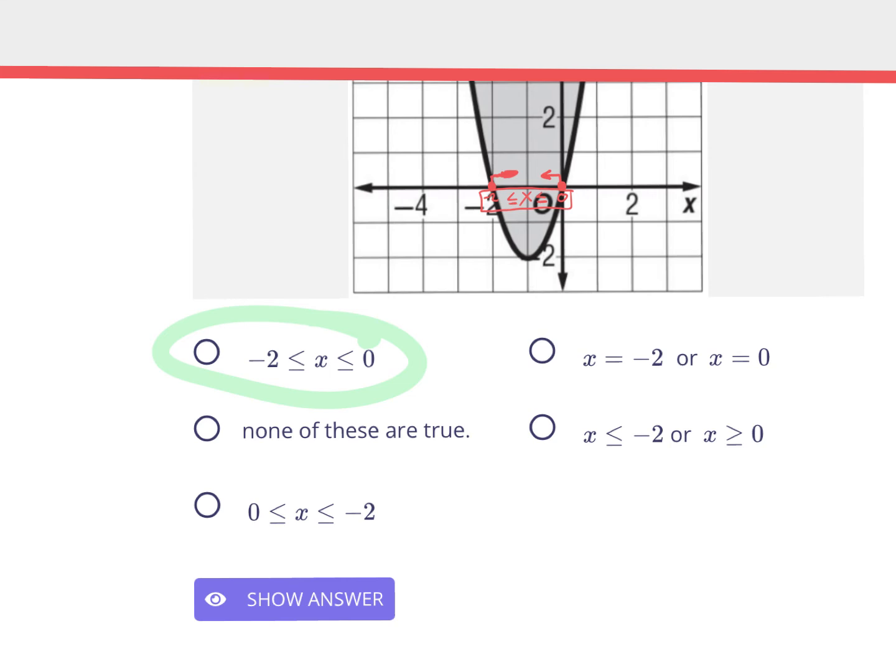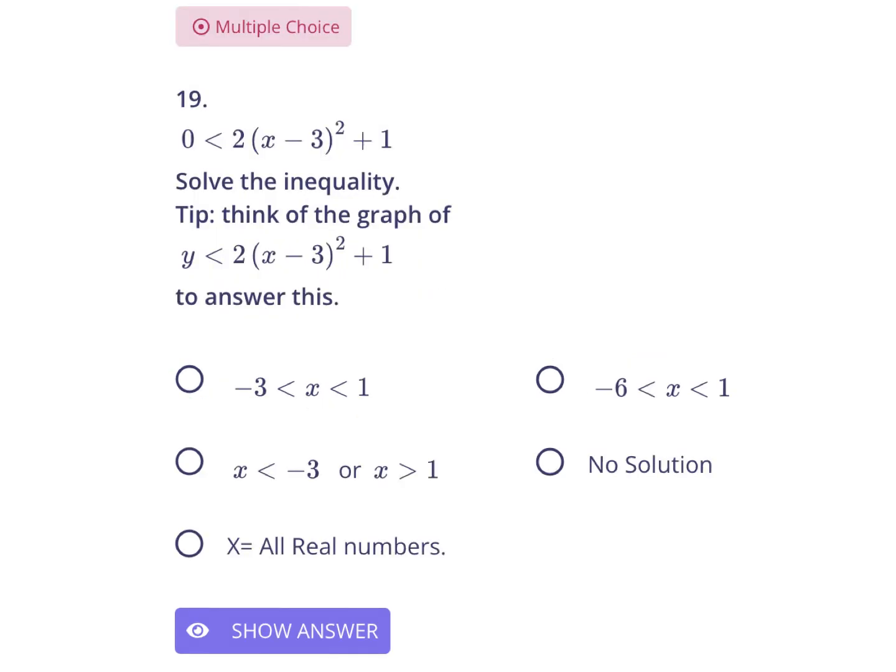Moving on. On this one, they give us this quadratic inequality. They want us to solve the inequality. But then it says, tip, think of the graph of this, right? Because as you can see, this is in vertex form. The a value is 2, h is 3, k value is 1. And it's the same exact vertex form quadratic inequality here. So let's think about the graph here.